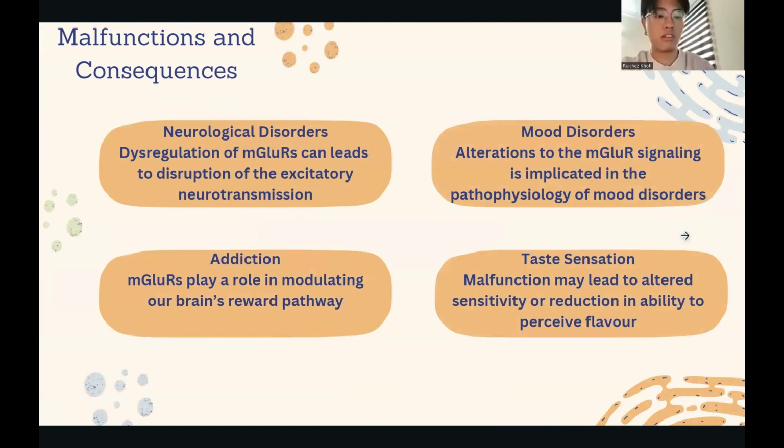In this slide, I'll be talking about the malfunctions and consequences of the metabotropic glutamate receptors. So the first of all will be neurological disorders, in which the dysregulation of metabotropic glutamate receptors can lead to disruption of the excitatory neurotransmission. So what happens, as an example in epilepsy, is that overactivation of certain receptors in the metabotropic glutamate can lead to increased excitatory signaling, and that leads to a seizure.